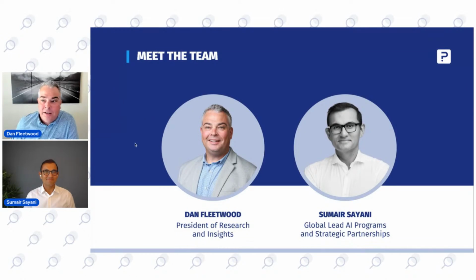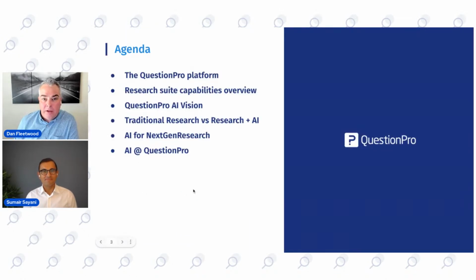So we have an exciting webinar for you today. Here's a little bit of the agenda. We're going to talk about the QuestionPro platform, give an overview of that for those that might not be familiar. And then we are going to be talking about some of the research suite capabilities, give an overview there, and then how AI comes into QuestionPro's overall vision and what that's like. We'll talk about traditional research versus research with AI and how that speeds up timelines and so forth. Talk about AI for next gen research and AI at QuestionPro and the difference there.